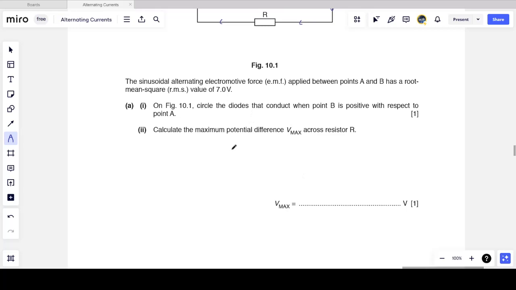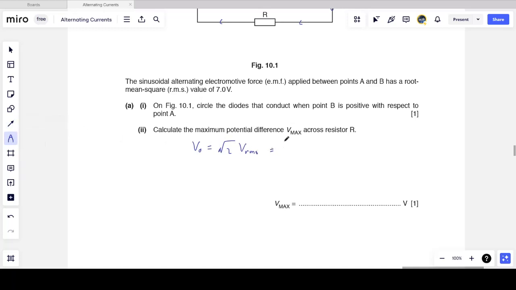The next question, A2, says calculate the maximum potential difference across the resistor. Well, this is quite easy. We're told what the RMS value is, so the maximum voltage is the square root of 2 times this RMS value. Are you trying to trick us? Because this is fairly straightforward, but then again it is 1 mark, so it makes sense.